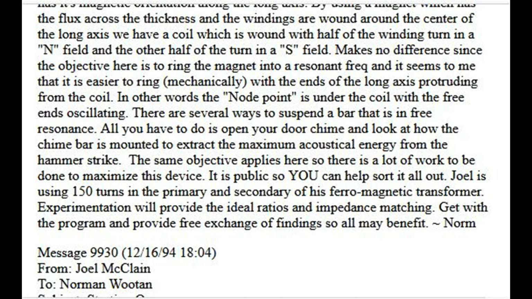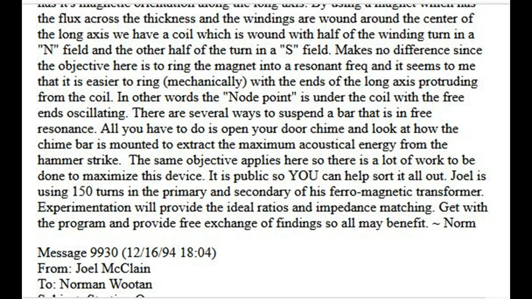There are several ways to suspend a bar that is in free resonance. All you have to do is open your door chime and look at how the chime bar is mounted to extract the maximum acoustical energy from the hammer strike. The same objective applies here, so there is a lot of work to be done to maximize this device. It is public, so you can help sort it all out.